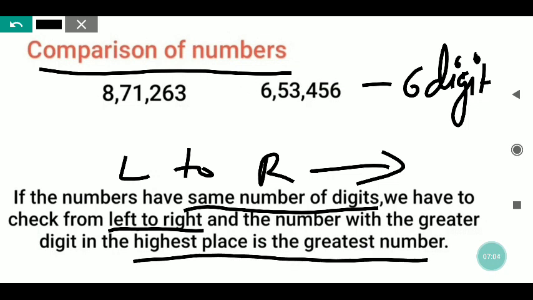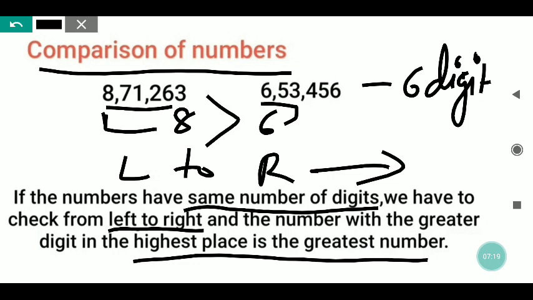Now just see what it means, my dear. Here 8 is written, here 6 is written. 8, 6. Compare. Which one is greater, 8 or 6? 8 obviously. So the whole number will become greater.